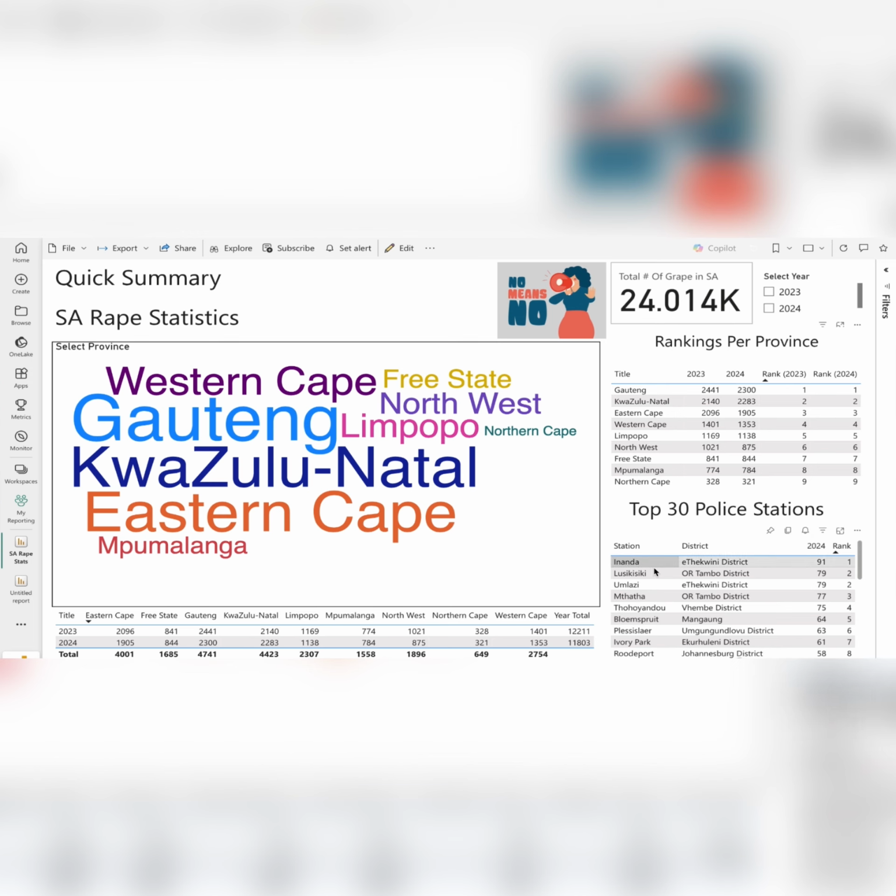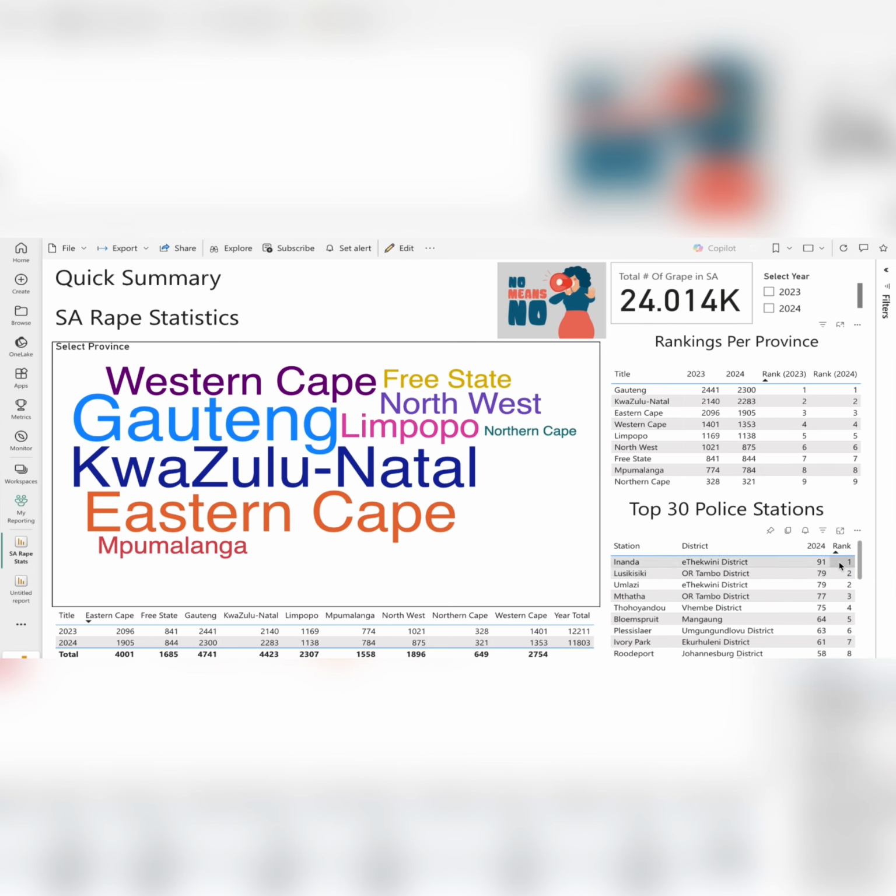So what that then tells you is that Inanda is number 1 when it comes to the most recorded amount of rape cases reported in the country, right? So here, if you look at this, for instance, we say Inanda recorded 91 cases in the last quarter of 2024, 91 cases being the highest, and that then makes Inanda number one in not just the province but the whole country.